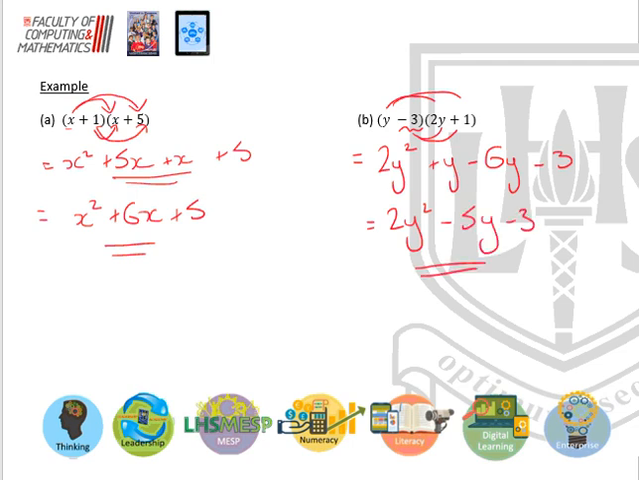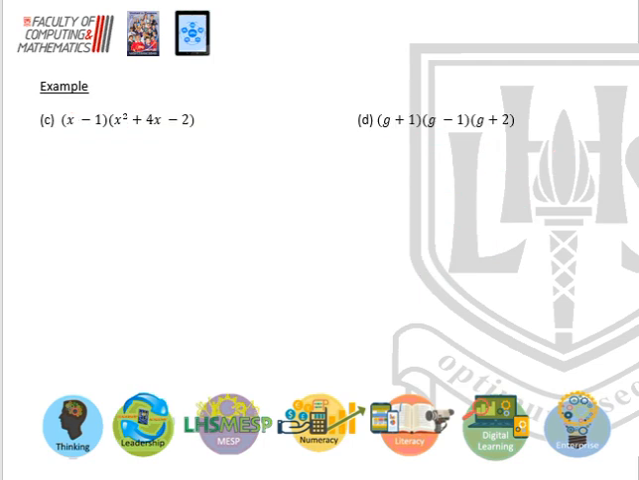Okay, now I like to call this my rainbows. Use my rainbows to multiply everything in that first bracket multiplies everything in the second bracket. Okay, now you get a lot more practice in class, but just to have a look at a couple trickier examples. Okay, here in example C, the one thing that's changed is in that second bracket, it's no longer a binomial, there's 3 different terms there.